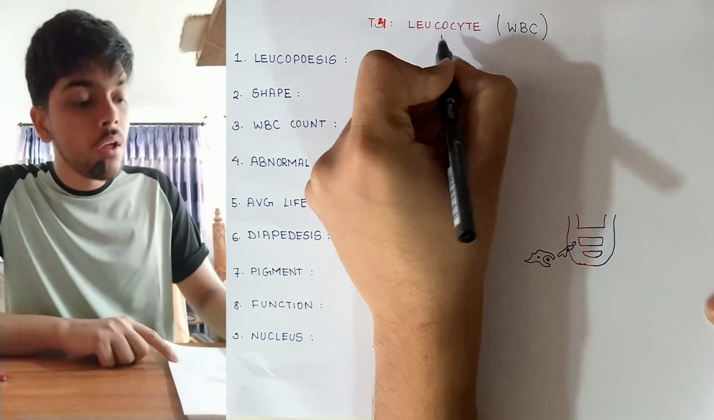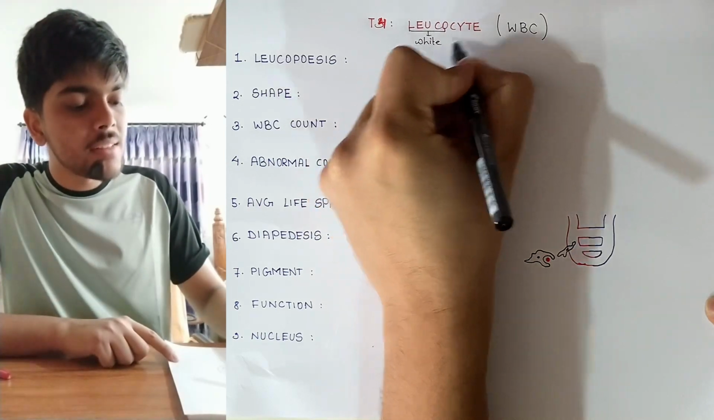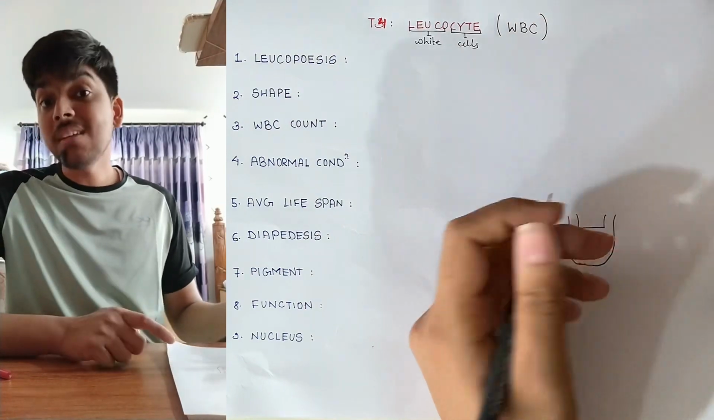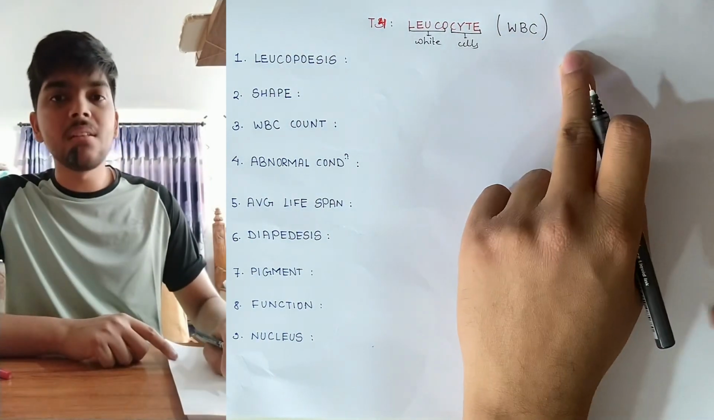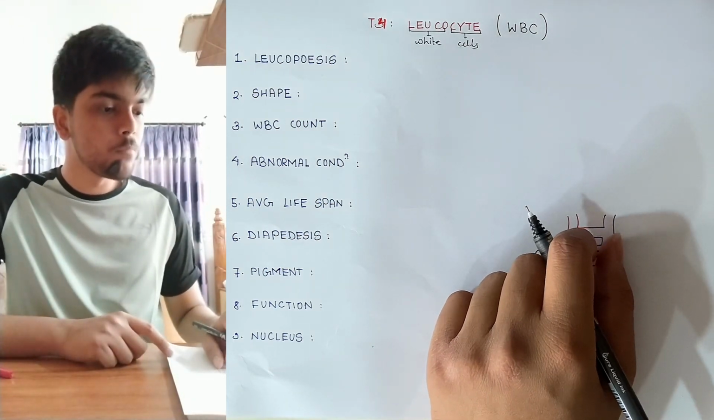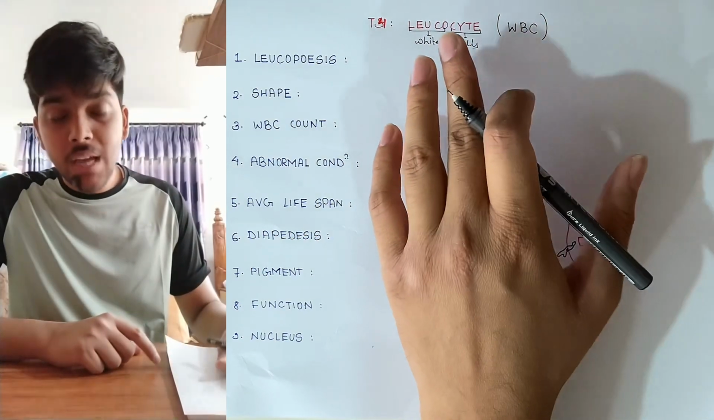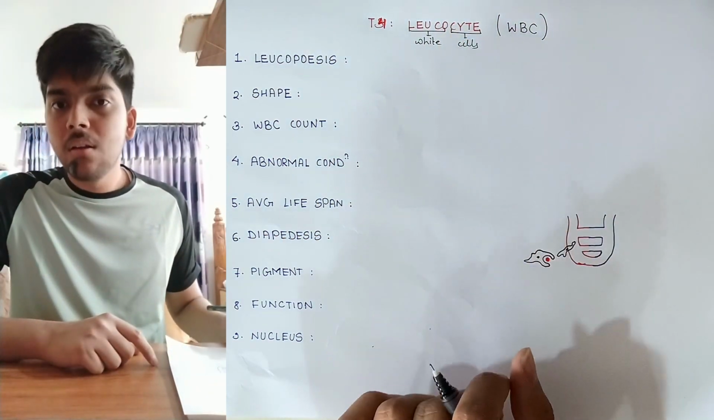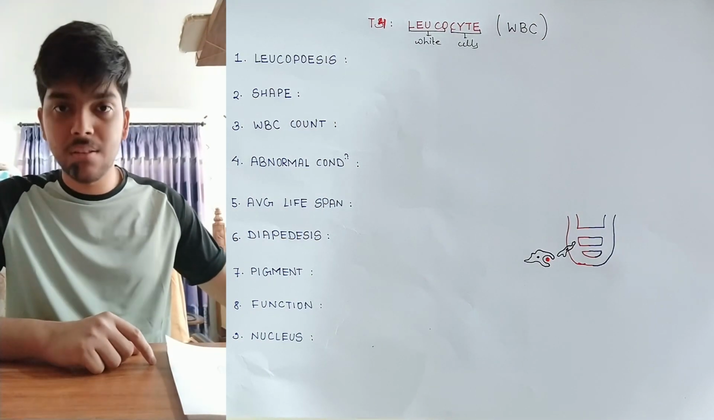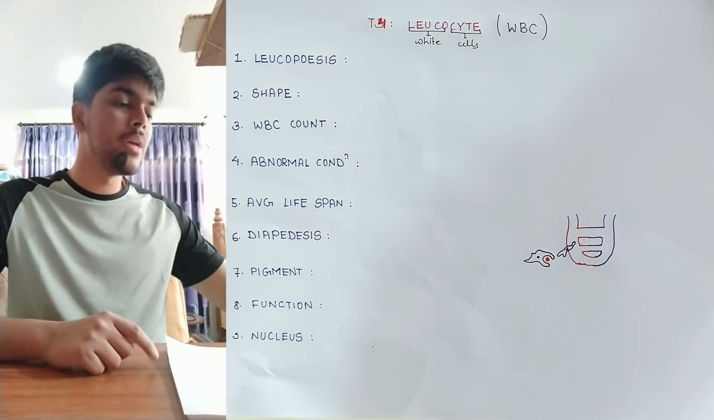Let's break the word. Leuko means white and cyte means cells. Then obviously, white blood cells are leukocytes, or leukocytes are the white blood cells. What we are going to do is study the properties of leukocyte in a similar manner to what we did with red blood cells or erythrocyte. That is, first beginning with formation.